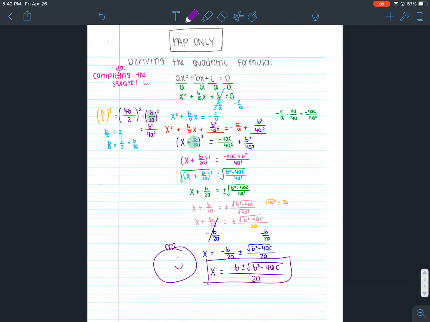So if you want to look at the big picture, we did all that. We started from the standard form of a quadratic equation, we completed the square, and we derived it. And it's very beautiful and ugly at the same time.